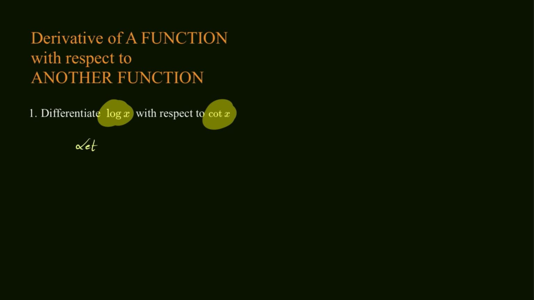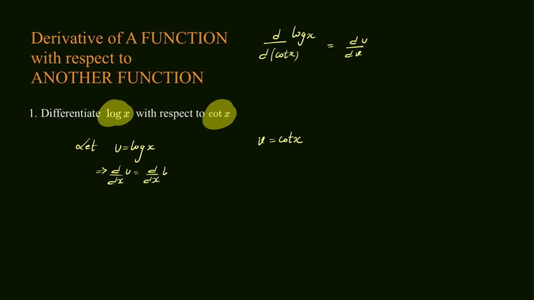So let u equals log of x and v equals cot of x. So actually we have to differentiate log x with respect to cot x. Since we have assumed the other variables, I have to find du over dv. Since u equals log of x, that means u is a function of x. So I will differentiate this equation both sides with respect to x. Then we will have d/dx of u equals d/dx of log x, and hence du over dx will be equal to 1 over x.